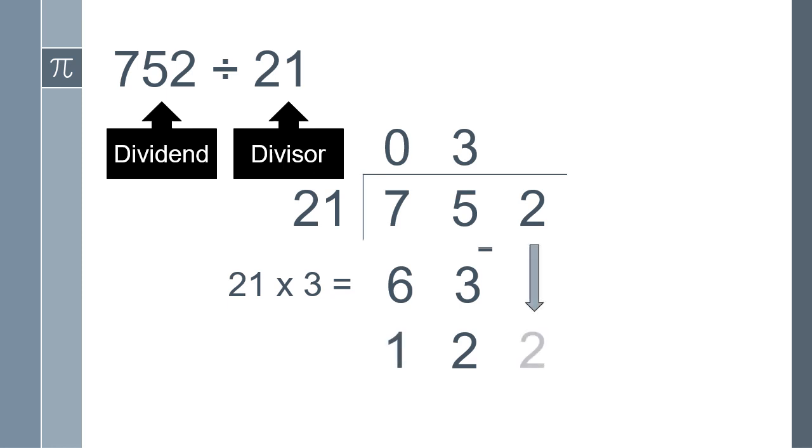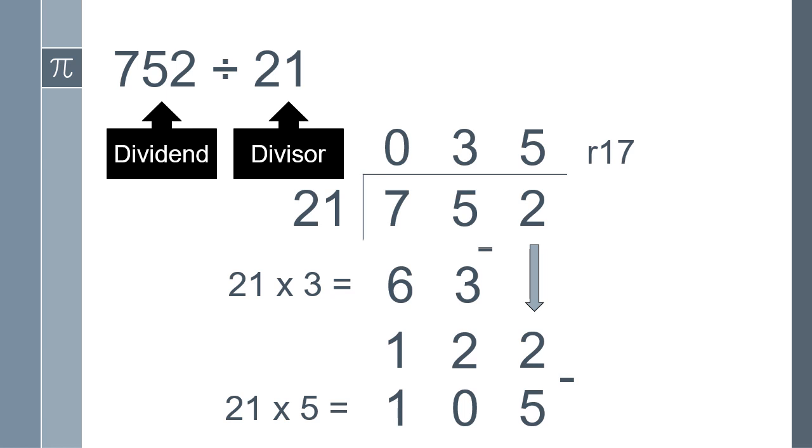Then I move that 2 down, and that gives me a new dividend of 122, which I then have to divide by 21. So again, I can count up in 21s, 21, 42, 63, 84, 105. And I can see there that if I add another 21, I'll go over my target number of 122, so I'll stop there. So 122 divided by 21 is 5. I do my multiplication sum, and I turn that into a subtraction. 122 minus 105 is 17, and that gives me my remainder.